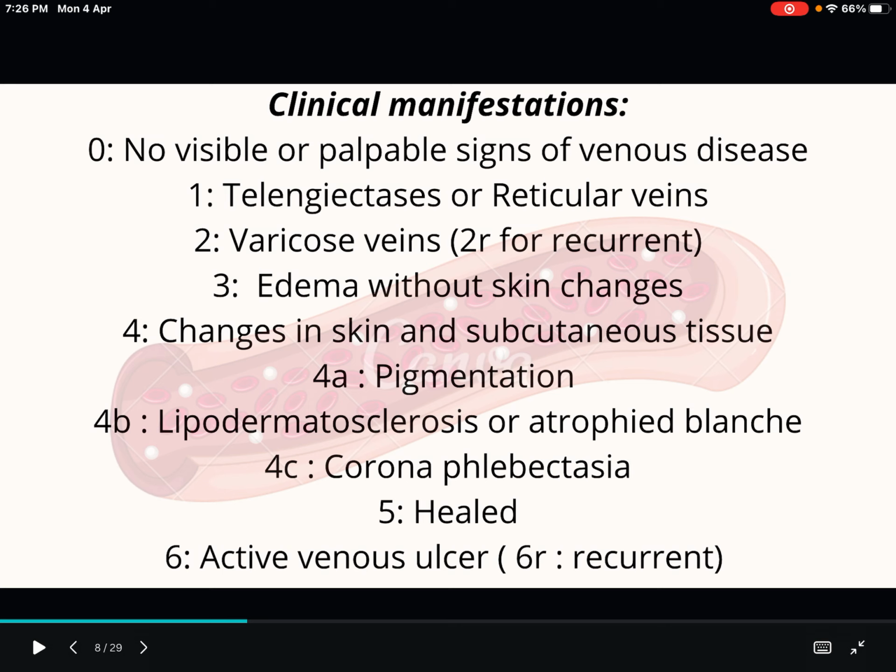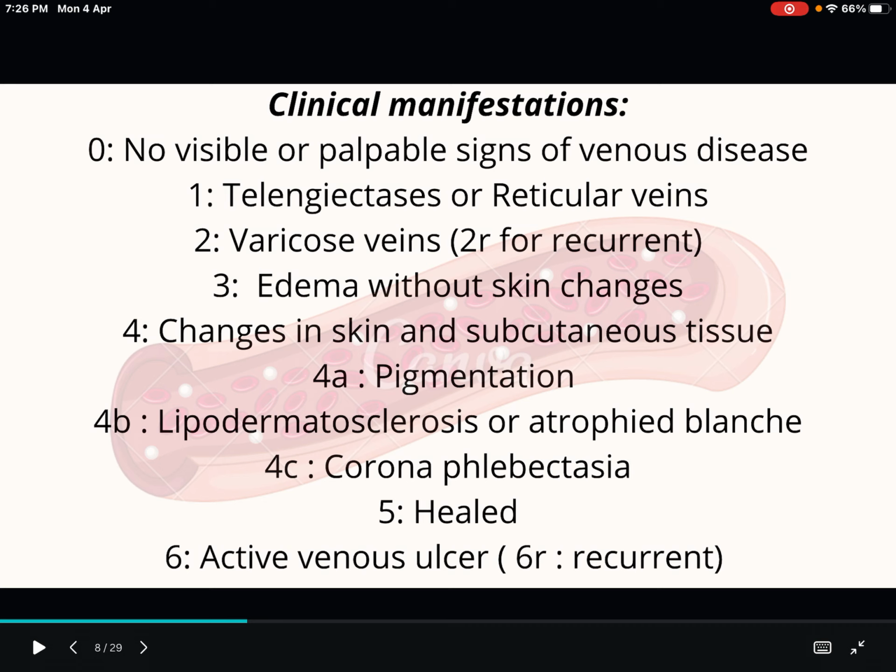C, clinical manifestations. According to that, there are numbers from 0 to 6 for grading. What is 0? 0 means there are no visible or palpable signs of venous disease. What is 1? 1 is telangiectasis or reticular vein. Reticular vein, we know: 1 to 3 mm diameter of the vein. The second point is given to varicose vein, and it is written 2R if it is a recurrent varicose vein. So 0, there is nothing; 1 for reticular vein; 2 for varicose vein.